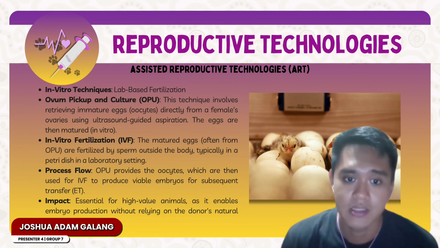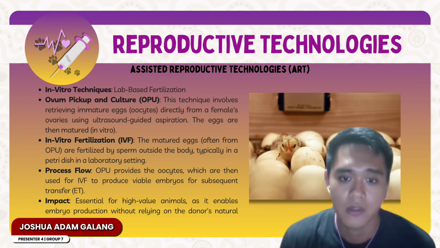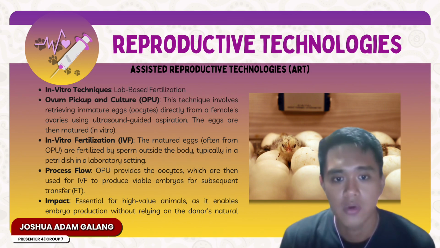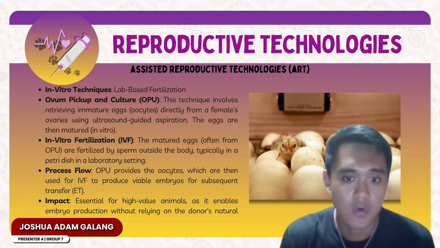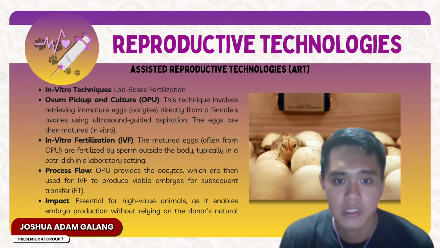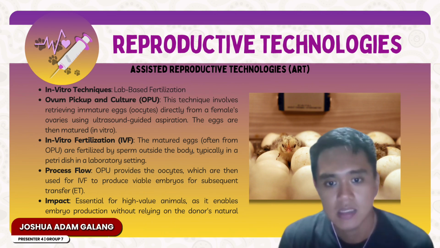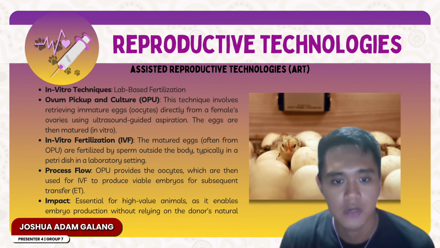In vitro fertilization, or the IVF, the matured eggs, often from OPU, are fertilized by sperm outside the body, typically in a petri dish in a laboratory setting. The process flow is that OPU provides the host cell, which are then used for IVF, to produce viable embryos for subsequent transfer, or ET. This process is essential for high-value animals as it enables embryo production without relying on the donor's natural estrous cycle.